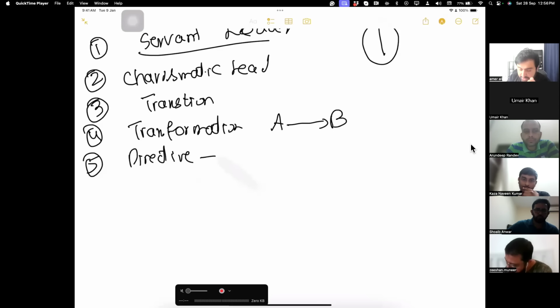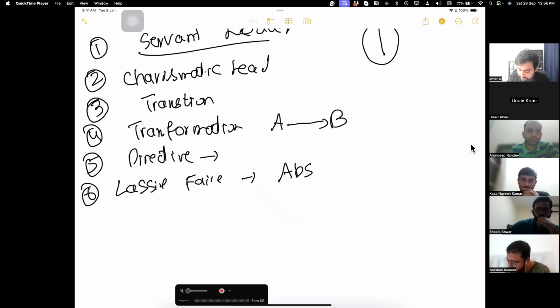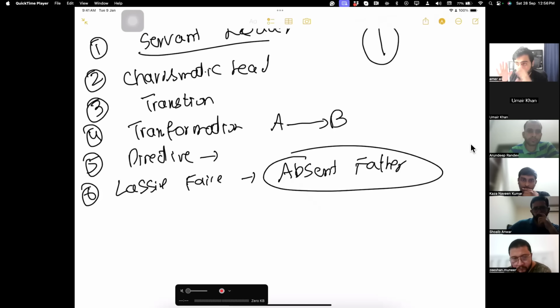Then we have the directive type of leader. A directive type of leader basically focuses on the work and only gives direction. Then we have laissez-faire. I hope I'm spelling it right. Laissez-faire is like an absent father. This is especially useful when the team is groomed, the team knows how to do the task. You select the team, give them the task and sit aside. They do their thing. They solve the problem themselves. They do everything themselves. These are the types of leadership you may get a question on.